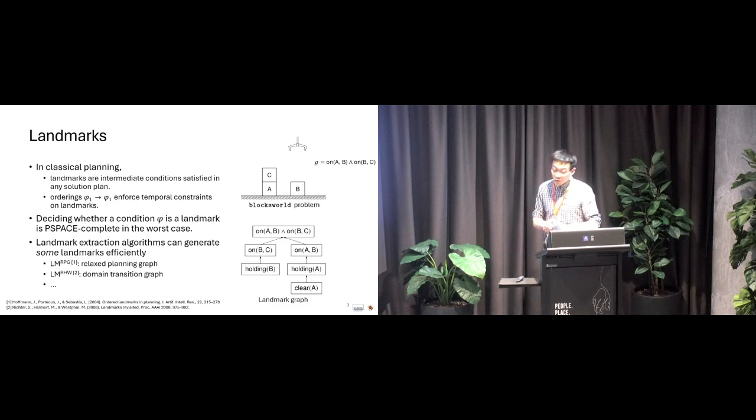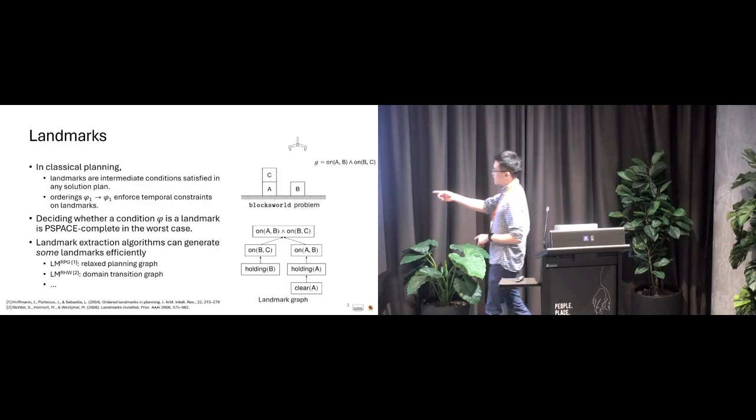Furthermore, landmarks can have orderings. These are temporal constraints enforcing which landmarks need to be achieved in what order. These relationships are usually captured in a landmark graph like the one shown here.